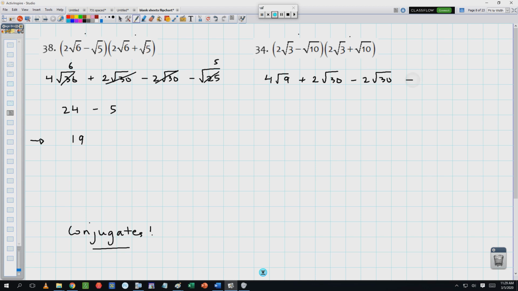And second times second will be negative square root 10 and 10 make 100. Square root of 9 is 3. 4 times 3 is 12. These two will cancel. Square root of 100 is 10. Take away 10. 12 take away 10 is a 2. When you multiply conjugates, you always get a nice number. It could be negative, but it's always a nice number.